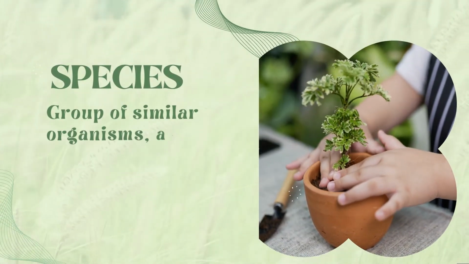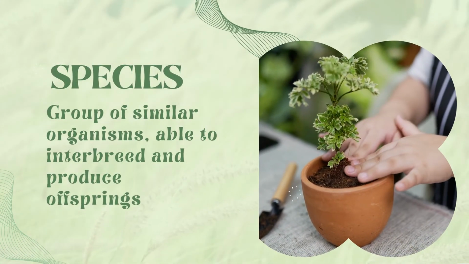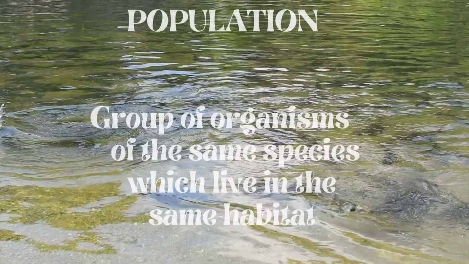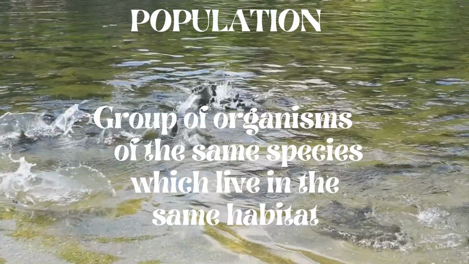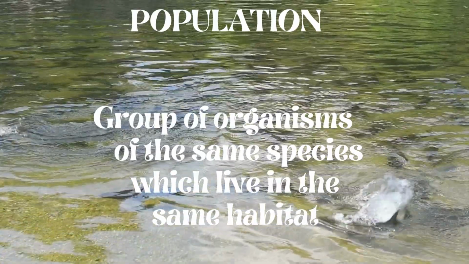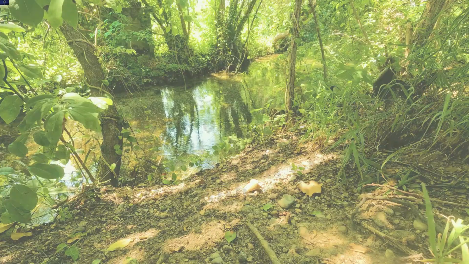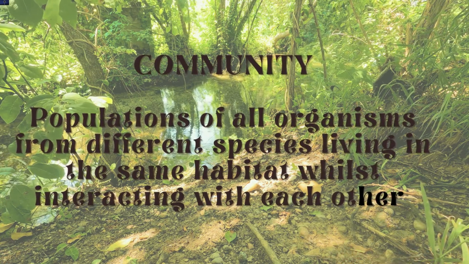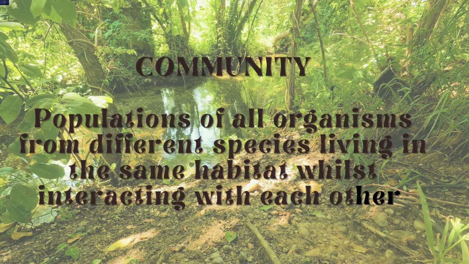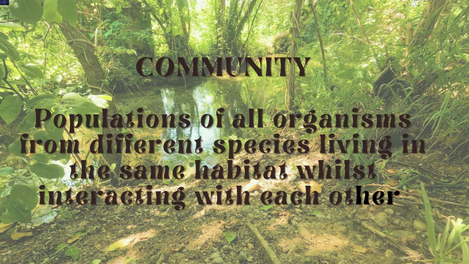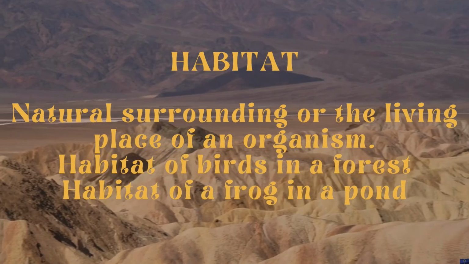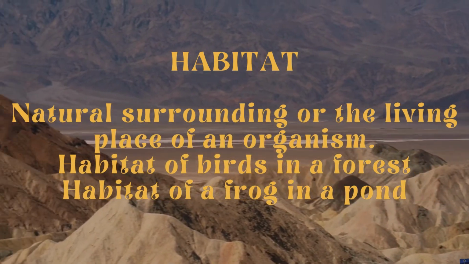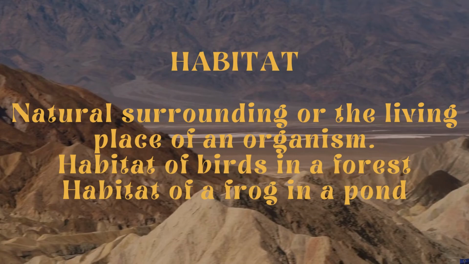A species is a group of similar organisms able to interbreed and produce offspring. Population is a group of organisms of the same species which live in the same habitat. Community is the populations of all organisms from different species living in the same habitat whilst interacting with each other. And habitat is the natural surrounding or living place of an organism. For example, habitat for birds in a forest and habitat for frog in a pond.